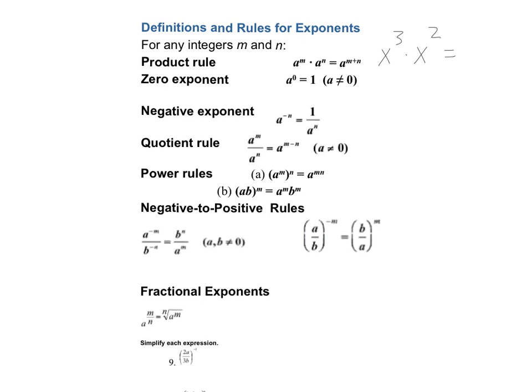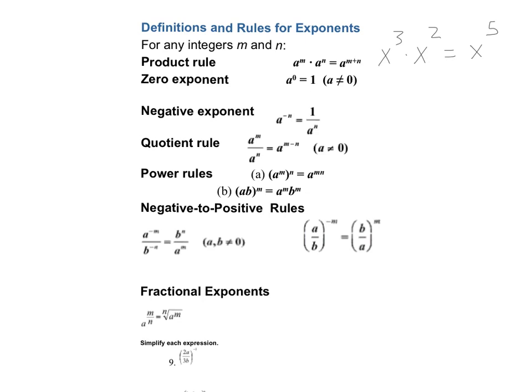X to the what power? X to the 5th power. Now, in case it's been a while and you're thinking, okay, I don't really remember why that works, what does an exponent actually mean? How many times you're going to multiply that number? Perfect. How many times you're multiplying that base times itself.